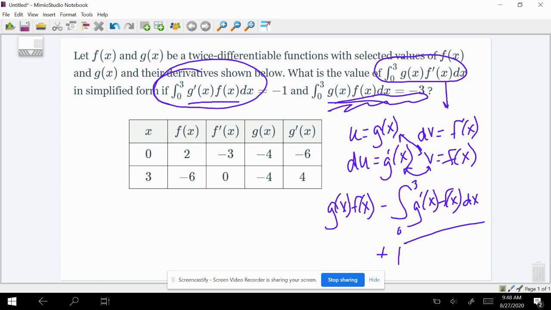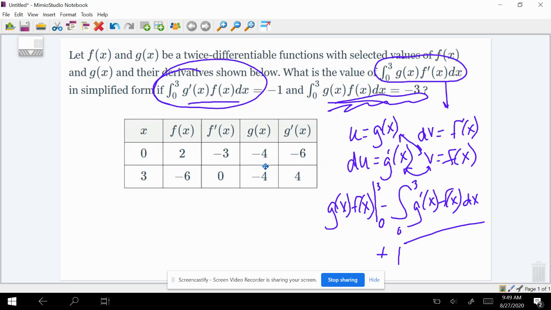So now we have to take this first part, gf, and figure out what happens as we go from 0 to 3. Oops, sorry. So now that's where the table comes in. So this is the fundamental theorem, top minus bottom. So first you're going to put 3 into the g times f. So g of 3 is here.